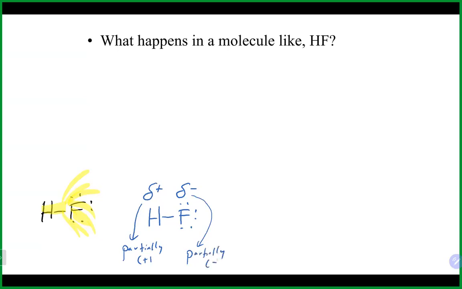Partially negative. We could also represent this very commonly when we talk about bonds, and this is what is sometimes referred to as a bond dipole arrow, where we make an arrow that points to the more negative side of the bond. So it always points to the more negative side. And the back end of the arrow makes a plus sign, on the more positive side of the bond. So sometimes you'll see these arrows drawn to indicate that there is unequal sharing of electrons happening here.